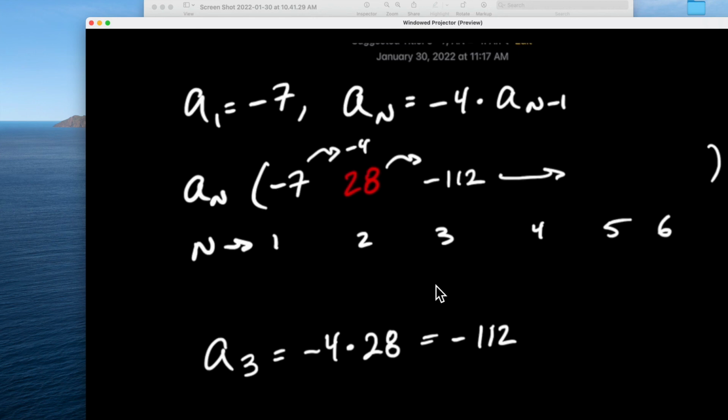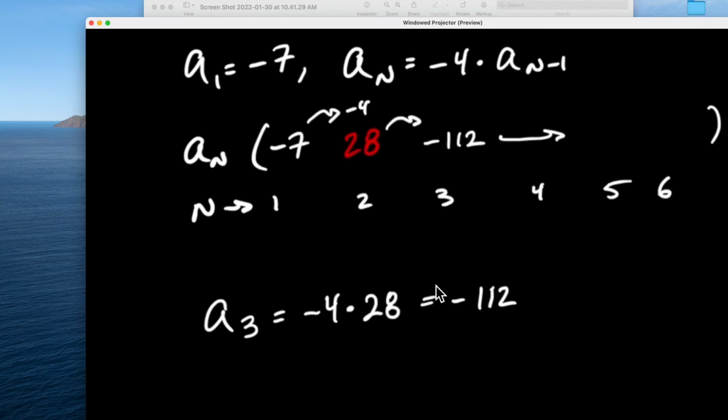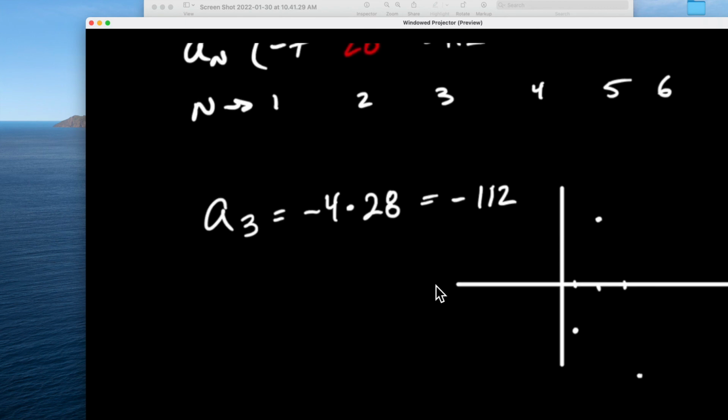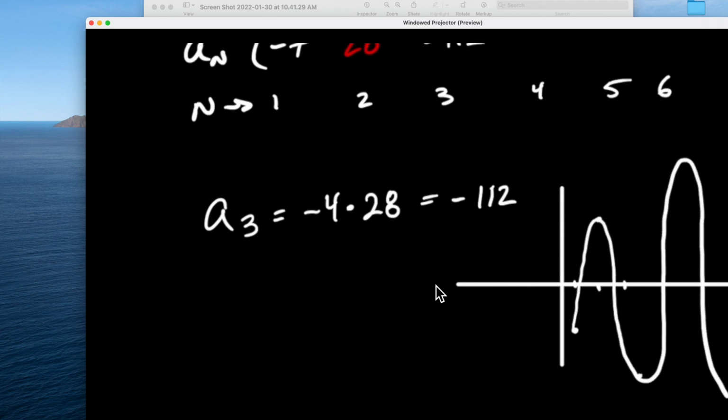Okay, and so on. So when you go to graph this one, this graph is going to look different. This graph's going to look something like this. At input 1, we're at -7. At input 2, we're at positive 28. At input 3, we're at -112. This type of graph is going to oscillate and get bigger, like so.